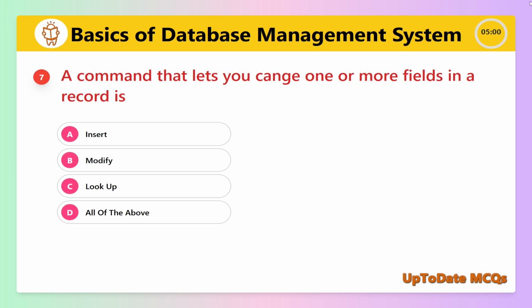A command that lets you change one or more fields in a record is: A. Insert, B. Modify, C. Lookup, D. All of the above. The correct answer is option number B, modify.